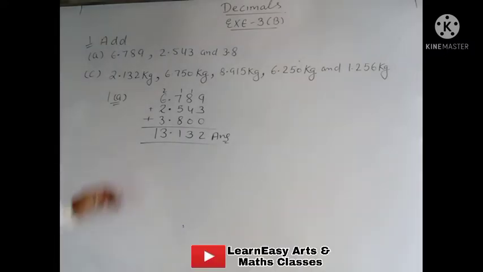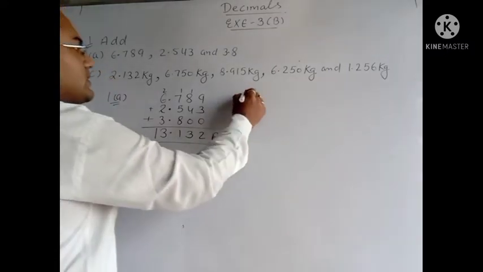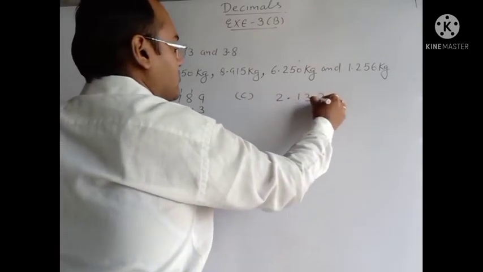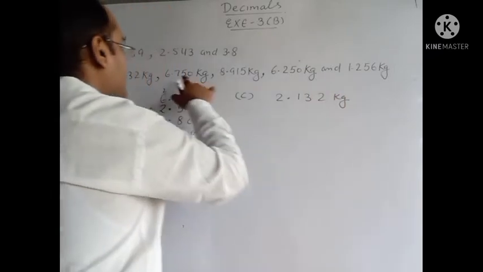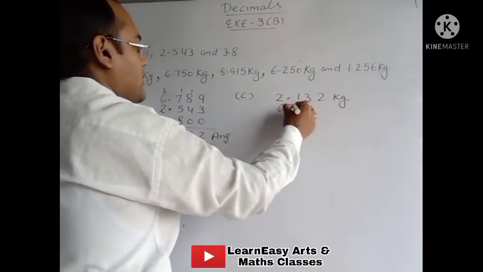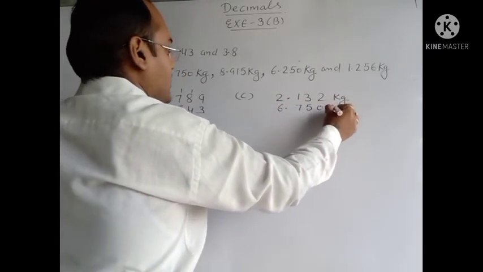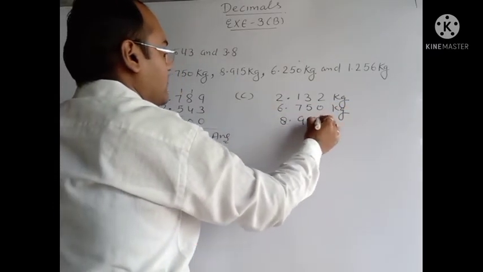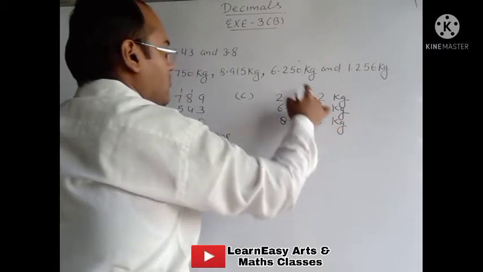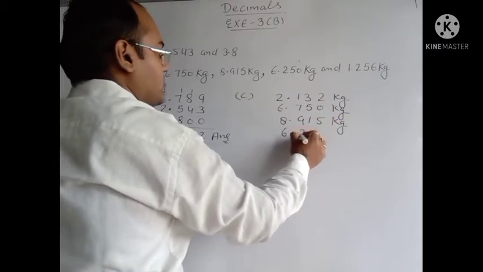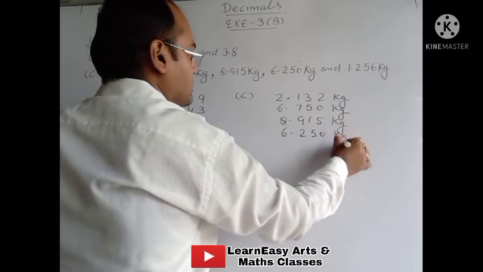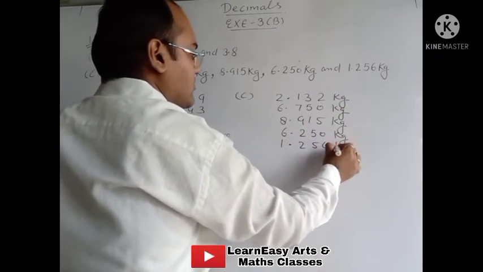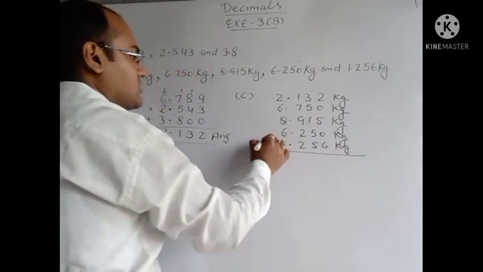Now see another part, part number C. First number is 2.132 kilogram. Second number is 6.750 kilogram. Third number is 8.915 kilogram. Fourth is 6.250 kilogram. And the last one is 1.256 kilogram. We have to add all these numbers.